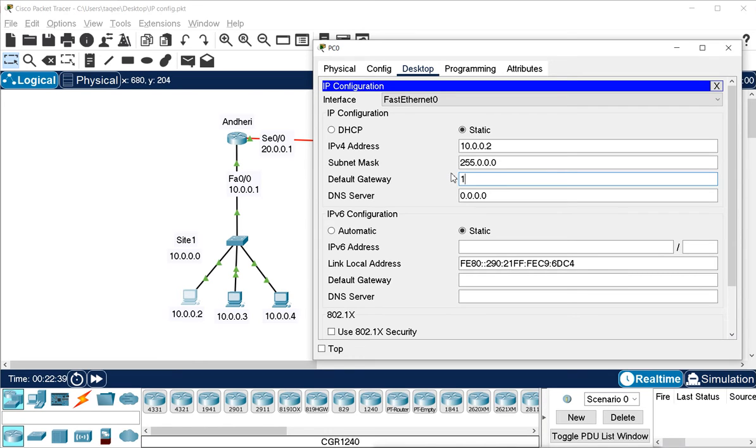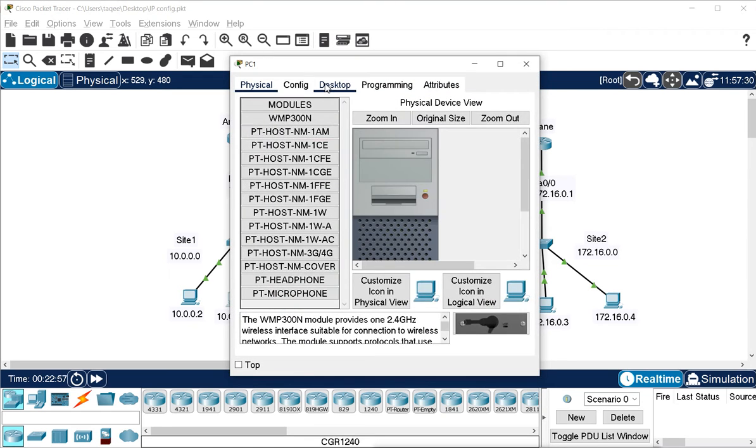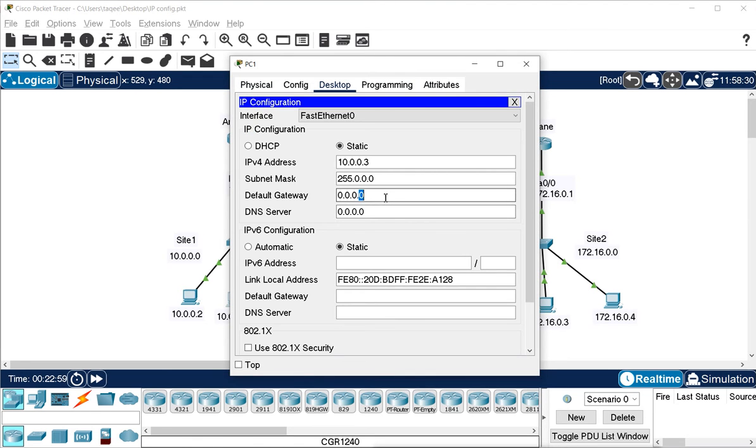So the network gateway for these machines is this. This is the router's Fast Ethernet port IP address which is connected to this network. So all these machines within the network must know the gateway IP address. So I will configure this for these machines also. 10.0.0.1.